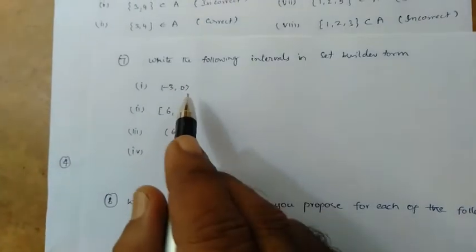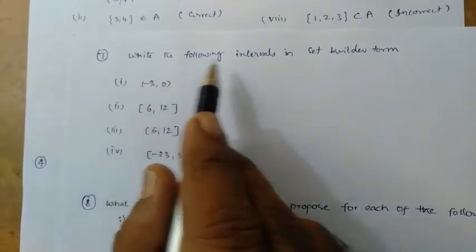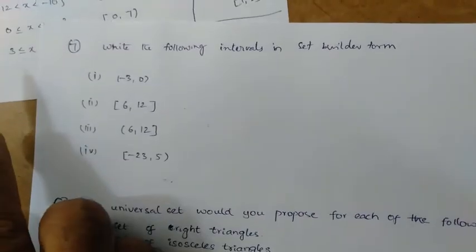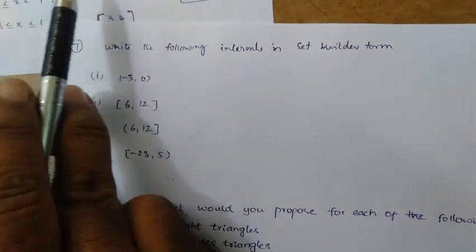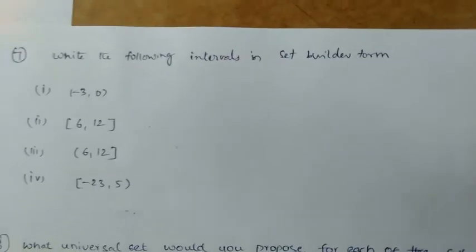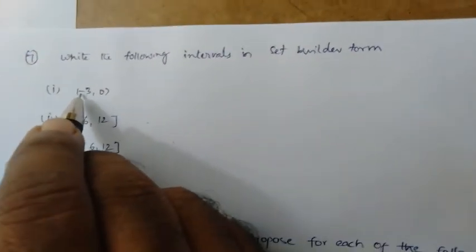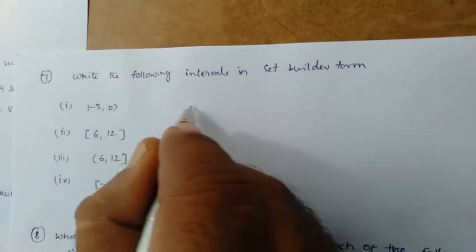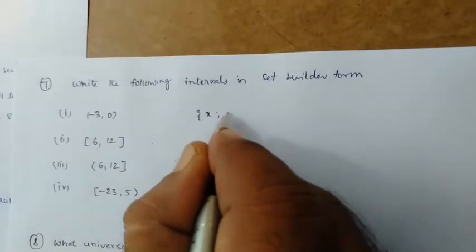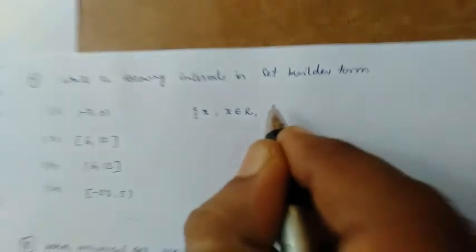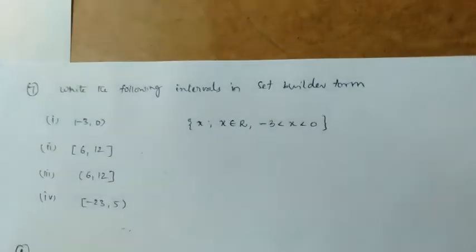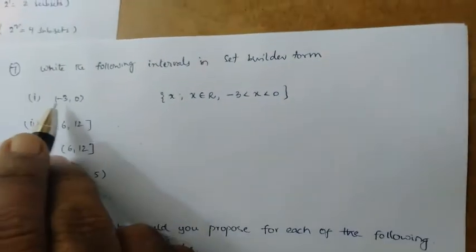And coming to the seventh problem, write the following intervals in set builder form. In the previous example, set builder form was given and we wrote it in the form of intervals. Here intervals are given, we have to write the set builder form. So how can you write? It excludes -3 and 0, and it takes all values between -3 and 0. So the equivalent set builder form is x such that x belongs to the real number system and -3 less than x less than 0. That is the equivalent set builder representation of this open interval.